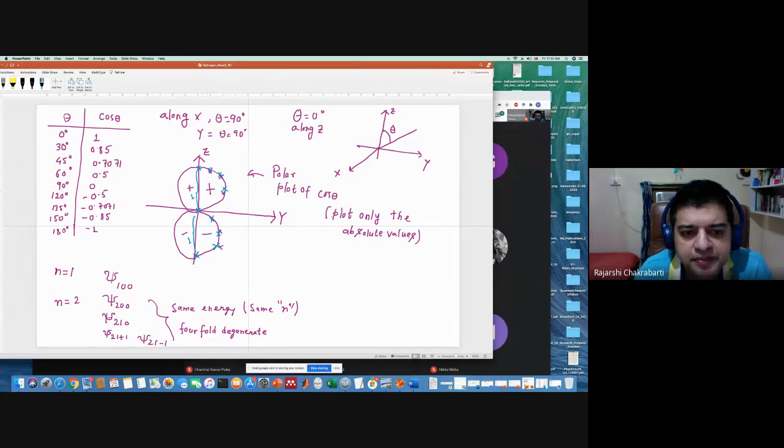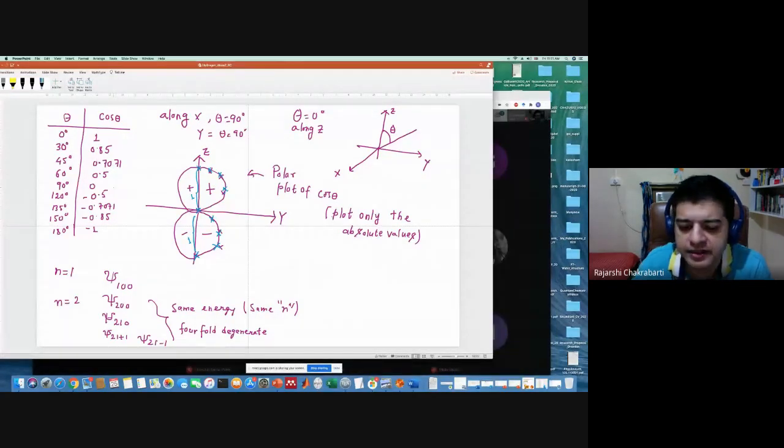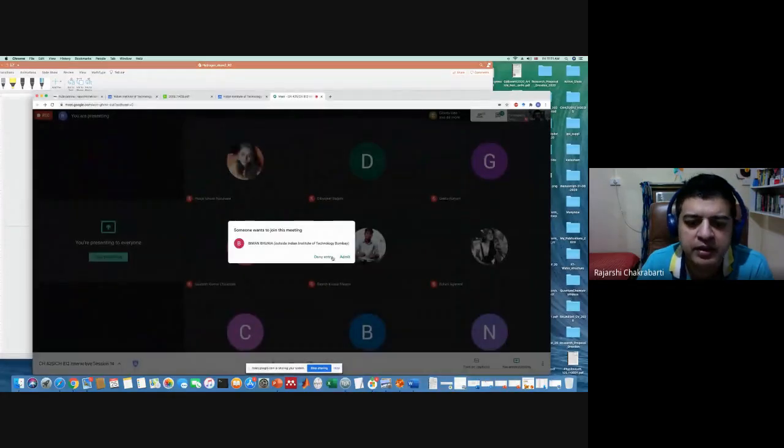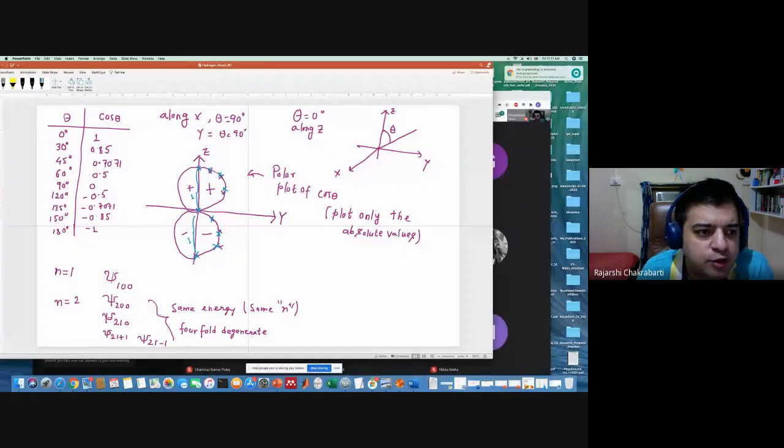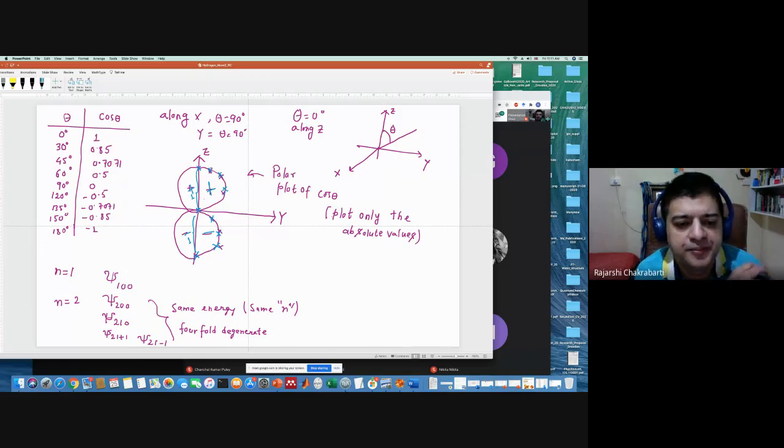And then you have to remember that when theta is from 0 to 90 degree, your values are positive. So this part, the values are positive, so I have to put plus. On the other side, it is minus, I have to put minus here, plus here. And this is how it looks like.